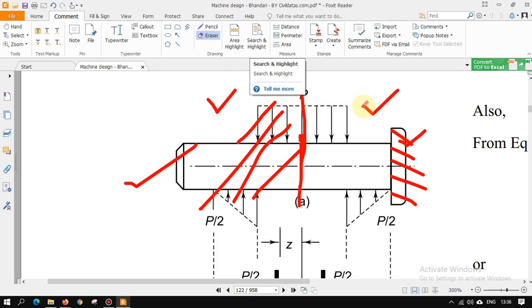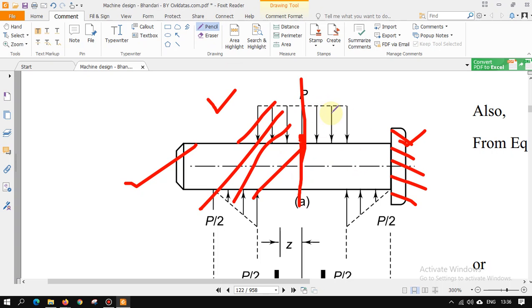So what you can do is take this part. That means here the loading will be changed in this manner. Let me show you on my board. Just give me a sec. Let me prepare my board. Okay.